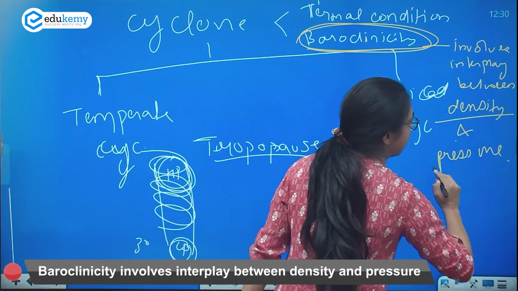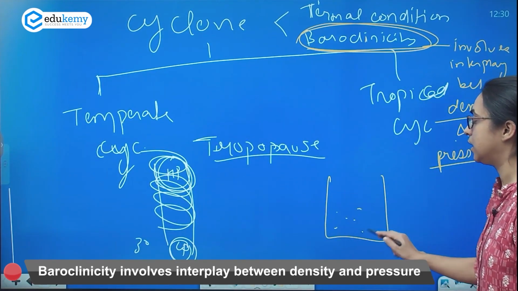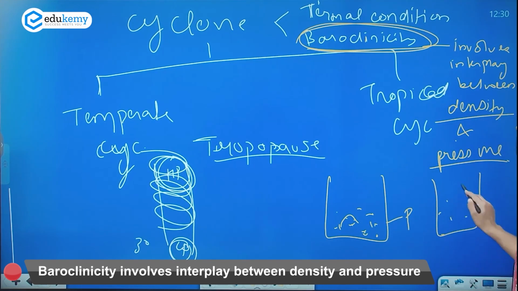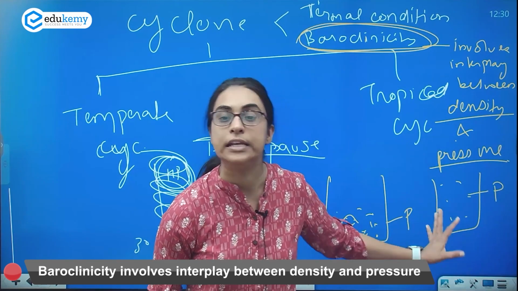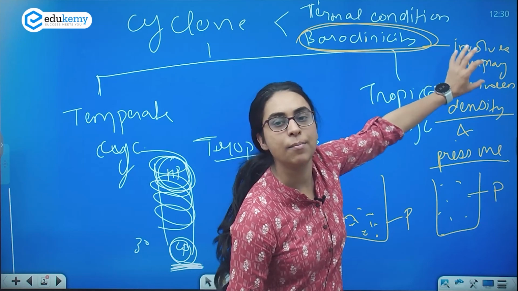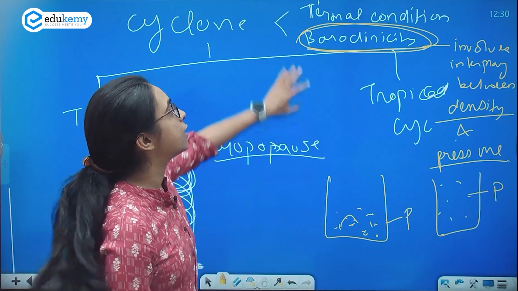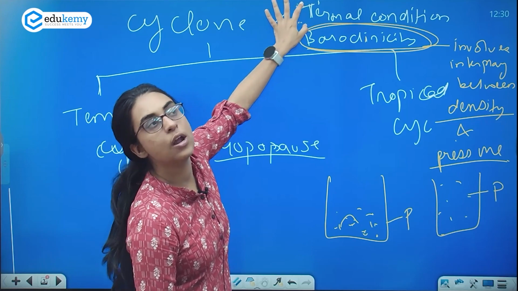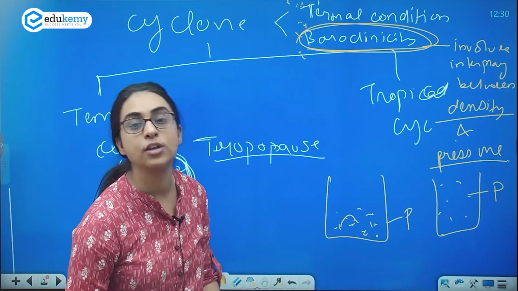Now, the density and the pressure. Generally, what do we say? We say that if there is more density, there is more pressure. If there is less density, there is less pressure. We say this because of baroclinicity, because there is some interplay between density and pressure. So in the cyclone, there is not only the thermal condition responsible for the formation of cyclone, but also the baroclinicity condition.